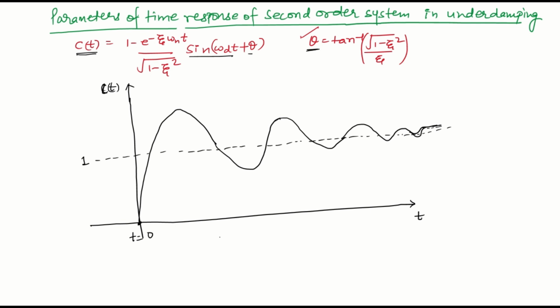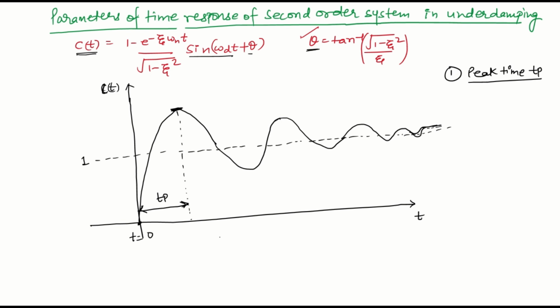The first parameter is the peak time. So let me write here peak time, denoted as Tp. The peak time is the time when the response gets its maximum value. So here in this graph you can see this is the maximum value. So the time required to achieve this maximum value is the Tp. This value of time on the horizontal axis is the peak time, Tp.